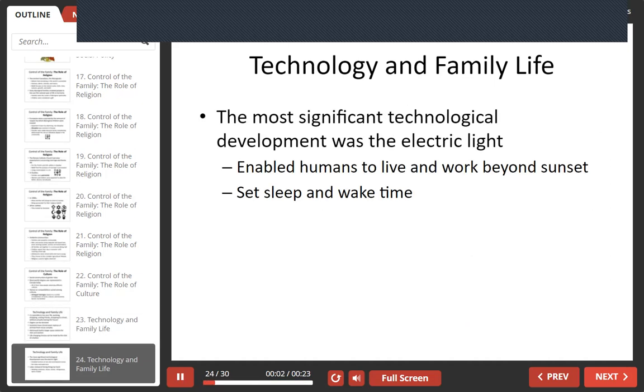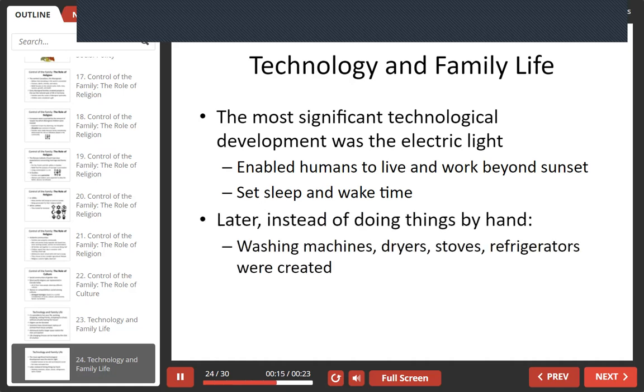The most significant technological development was the electric light, which enabled humans to live and work beyond sunset. And this also set sleep and wake time. Later, instead of doing things by hand, washing machines, dryers, stoves, refrigerators, etc. were created.